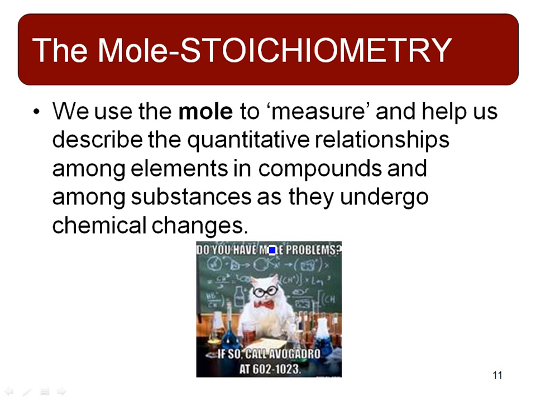Then we can use the mole to measure and to help us describe quantitative relationships among elements in compounds and substances as they undergo chemical change. This is the main goal we're going to get to at the end of the chapter, but we want to remember right now, at the very beginning of the chapter, we're looking at the moles, and we know that 1 mole is equal to Avogadro's number, and this is also equal to whatever atomic mass for an element is on the periodic table.